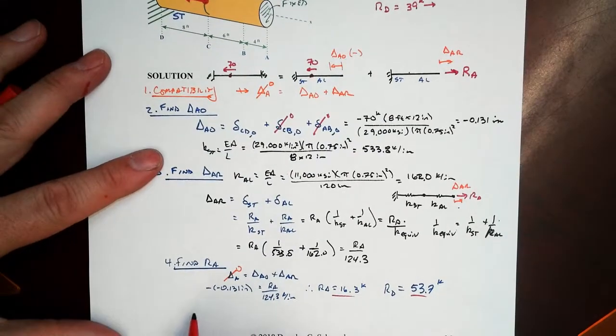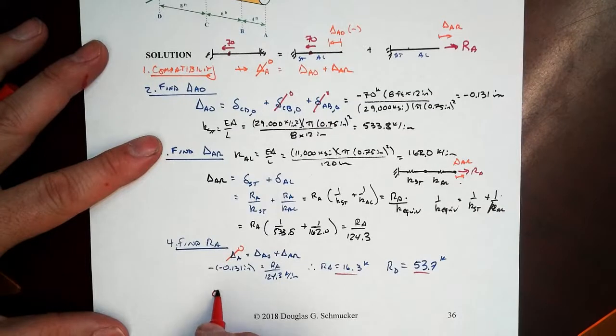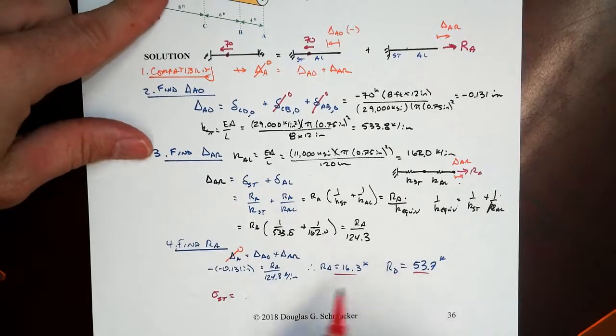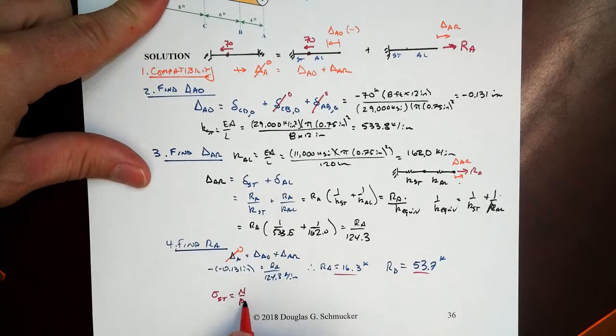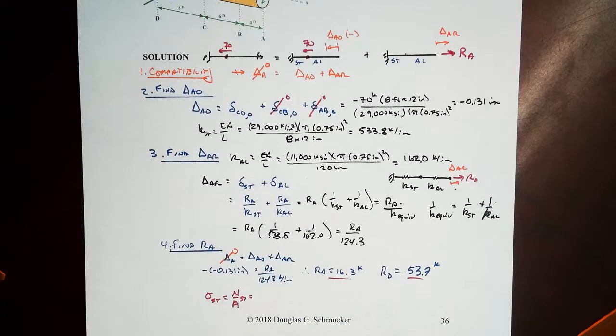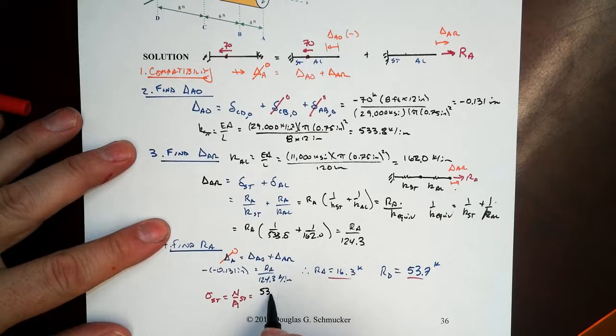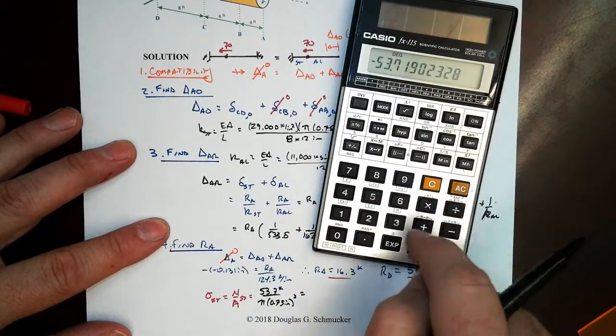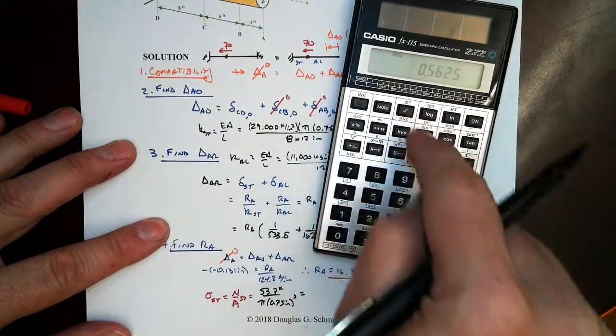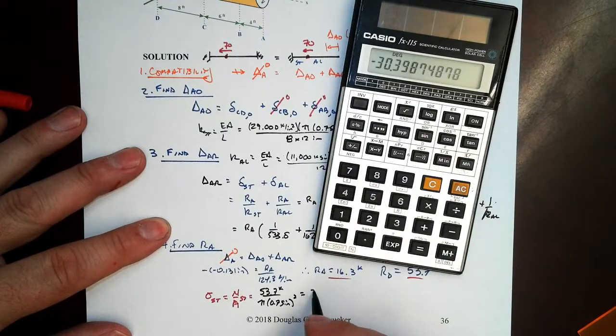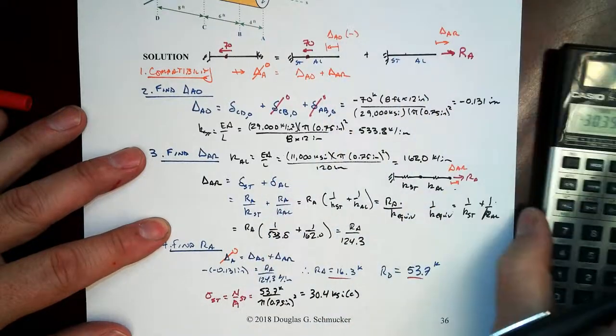And now if we want the stresses, we get the sigma in the steel is going to be equal to, well, the N over A of the steel, and the axial force in the steel, of course, is going to be the same as that reaction at that left end, so that's 53.7 kips divided by pi times 0.75 inches squared, and that will be then 30.4 KSI in compression for the steel.